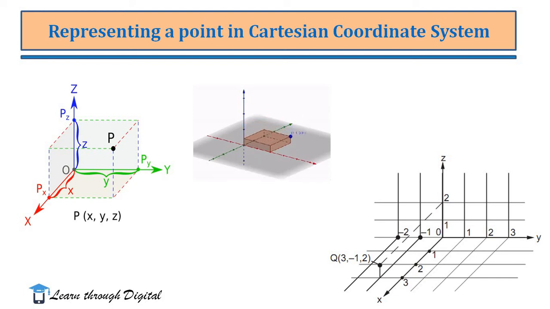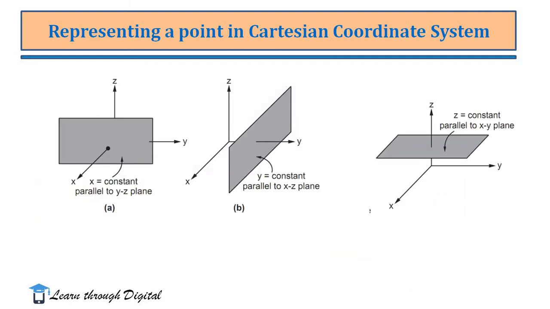Another method to define a point is to consider 3 surfaces, namely x equal to constant, y is equal to constant and z is equal to constant planes. The common intersection point of these 3 surfaces is the point to be defined and constants indicate the coordinates of that point. So that means a point in a Cartesian coordinate system is nothing but the intersection of YZ plane, XZ plane and XY plane.